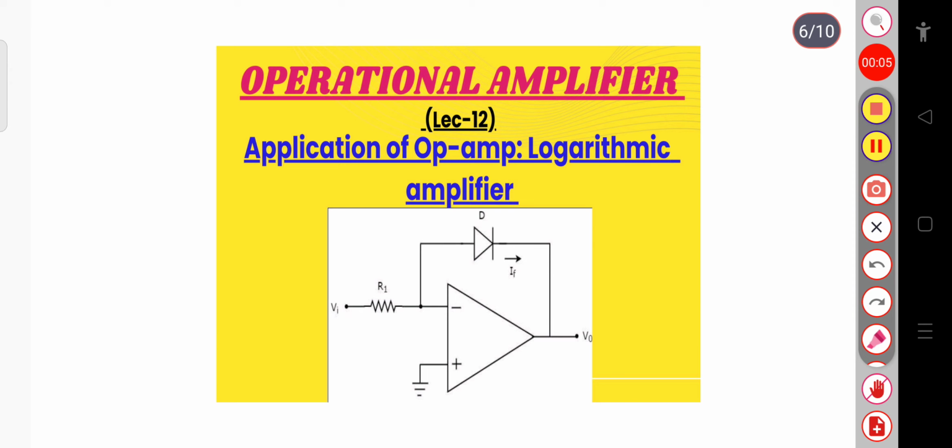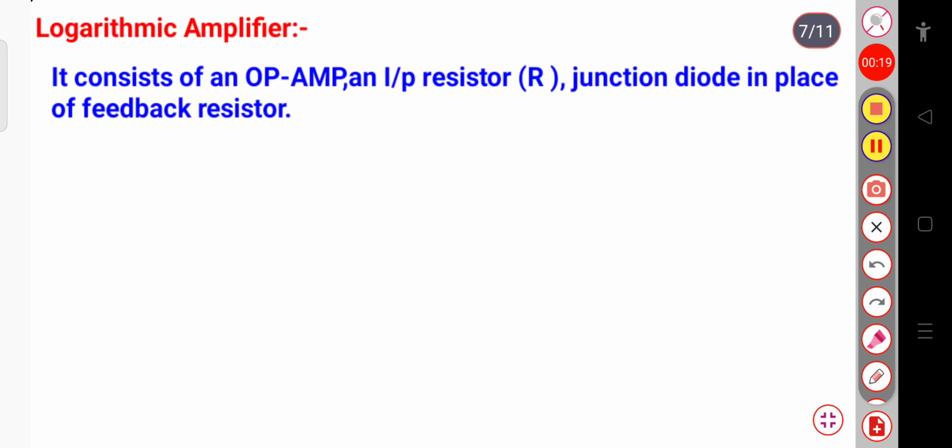So here we are continuing our lecture with the application of the operational amplifier. In this part we will see the logarithmic amplifier, that is how this operational amplifier can be used as a logarithmic amplifier. Now let us start with the logarithmic amplifier. This logarithmic amplifier consists of an operational amplifier.